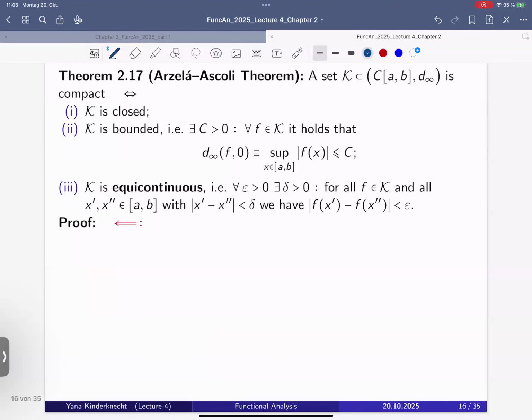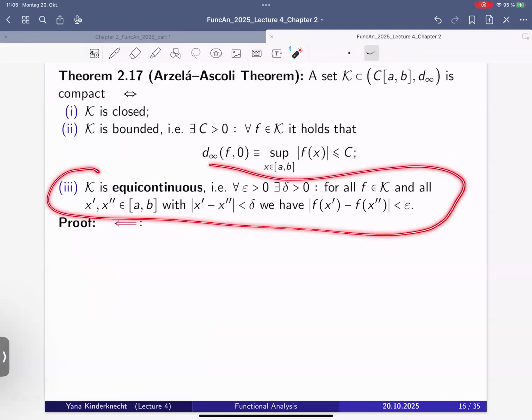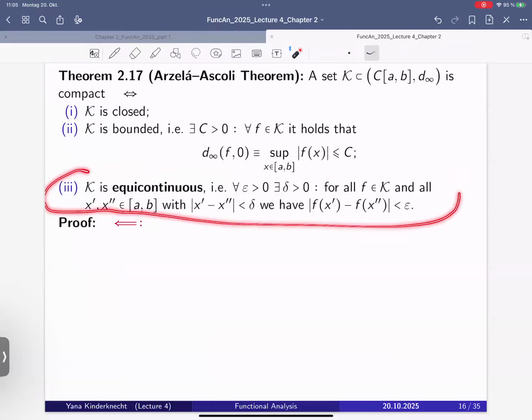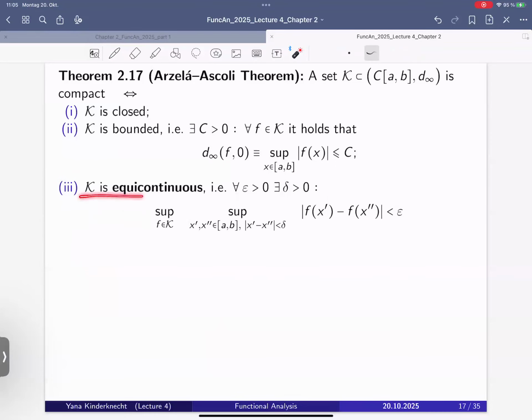Yes. So look, this is the theorem, and this is the equicontinuity. I have reformulated how this definition looks. So K is equicontinuous if for any epsilon we choose delta such that we have uniform continuity, which is uniform also with respect to F. So supremum over all F, supremum over all points x' and x'' such that the distance between them is no bigger than delta. Is it clear to you that this is an equivalent reformulation of what we have seen before? Yes, okay, good.